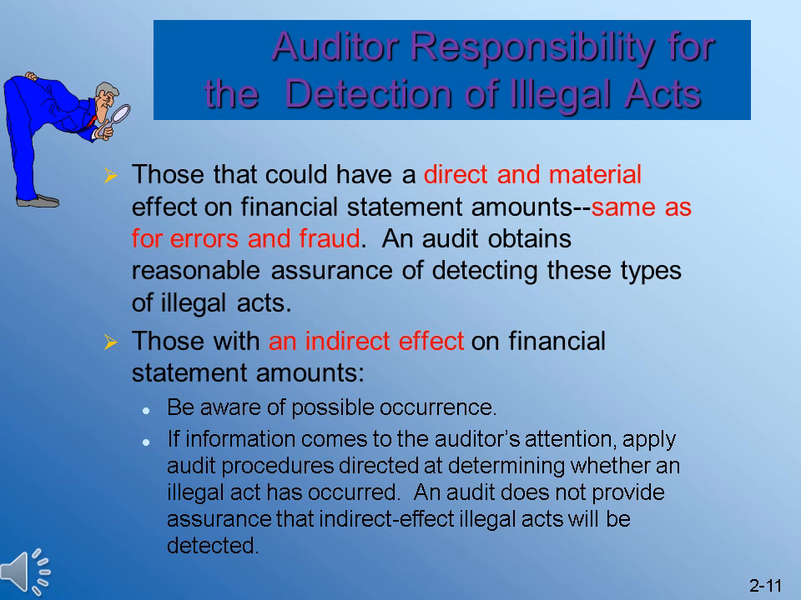As explained in SAS 54, an audit carried out in accordance with generally accepted auditing standards should be designed to provide reasonable assurance of detecting illegal acts having a material direct effect on the determination of financial statement amounts, the same responsibility the auditors have for material errors and fraud.